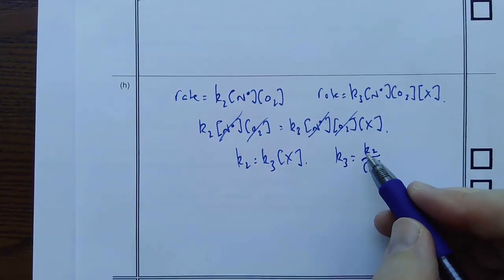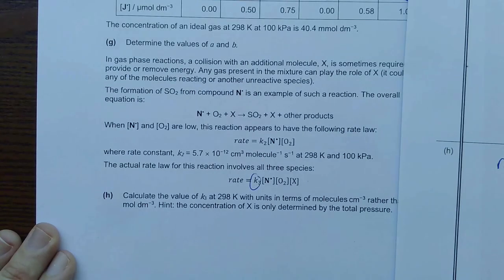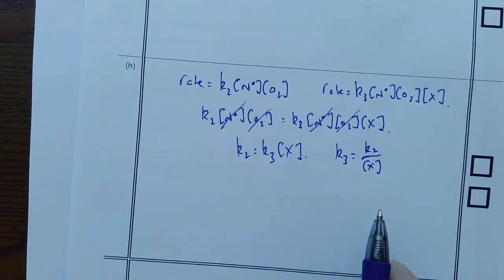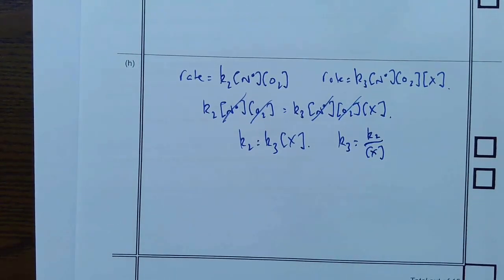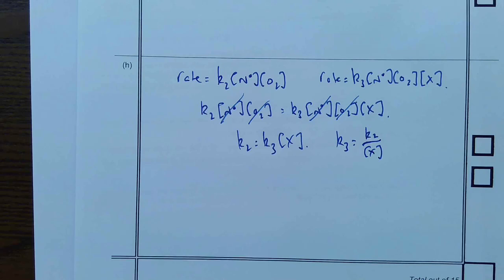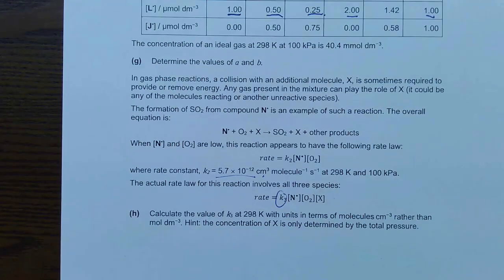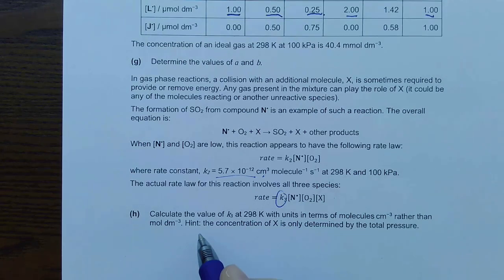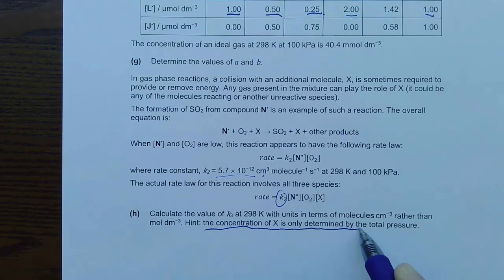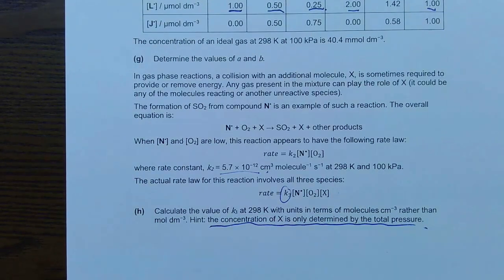Now I'm told in the question what K2 is. It tells me here. K2 is this number, so I'm halfway there. All I need to know now is the concentration of X, which is a little bit strange because there are two things going on in this question that are a little bit odd. The first one is I'm told here, this hint, the concentration of X is only determined by the total pressure, which is a bit of a strange statement to make.